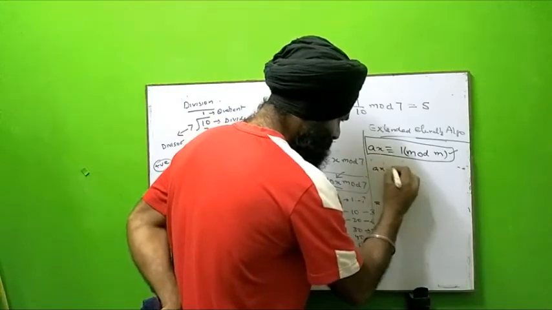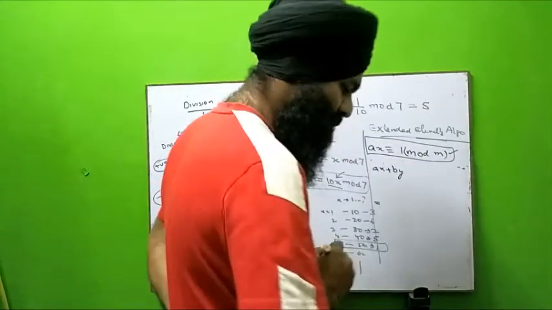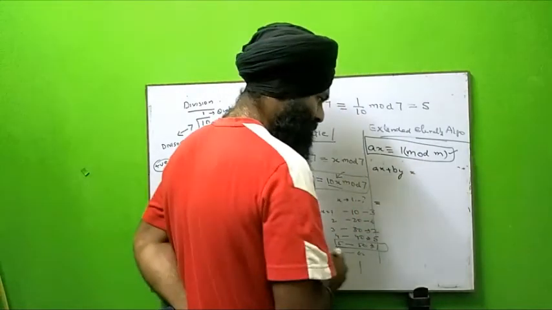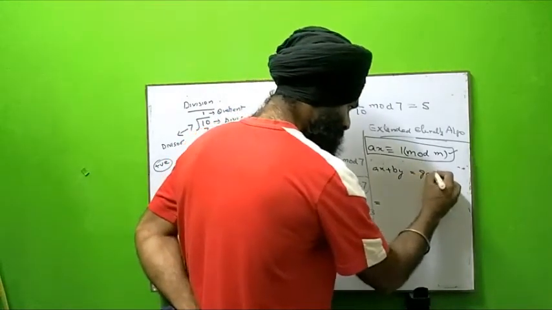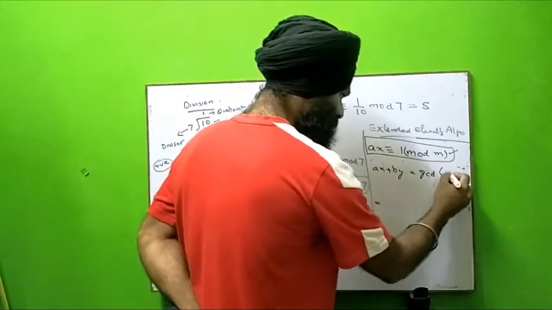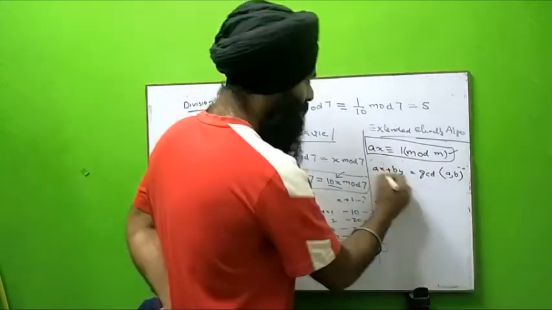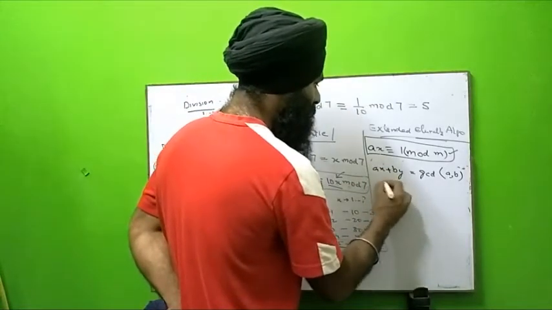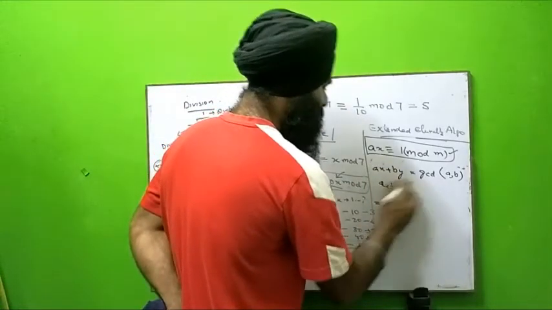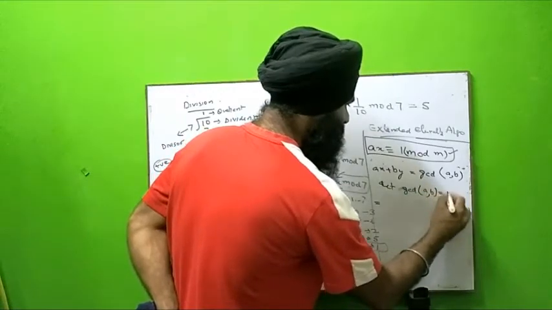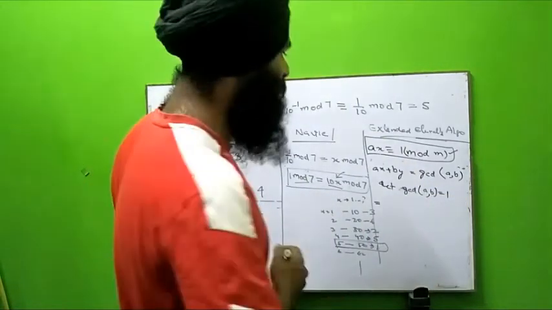AX plus BY is equal to GCD of A, B. Now let's consider GCD of A, B equal to 1, which means A and B are co-prime.